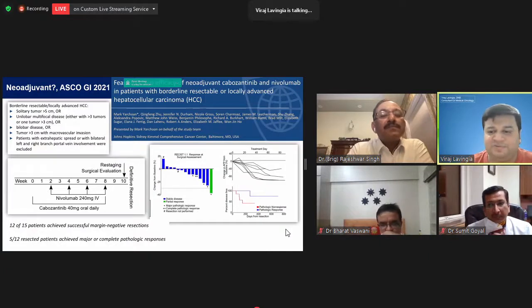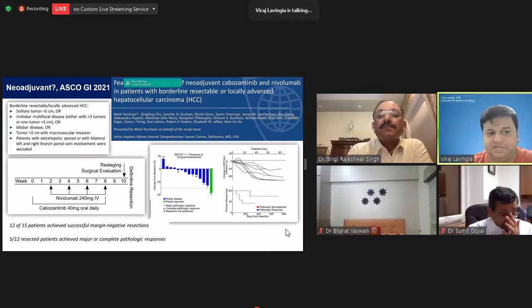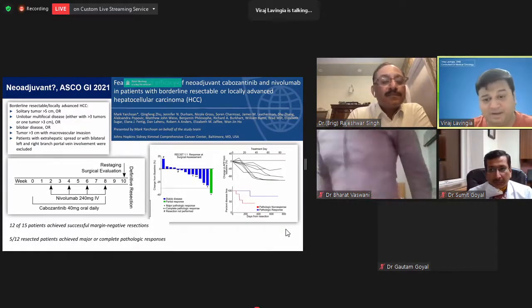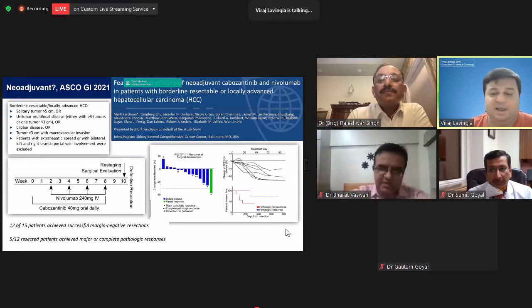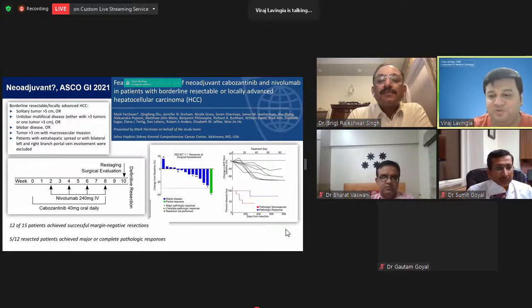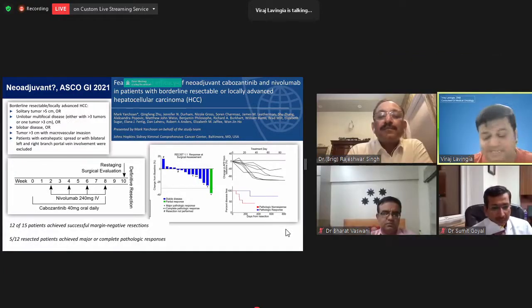And this was a proof of concept study presented this year at ASCO GI using nivolumab for 2 months along with cabozantinib. It was a proof of concept study with just 15 patients, and you could see very nice responses, and about 12 out of 15 patients could undergo R0 resections, and about 5 of 12 patients had complete pathological response. This does tell us that perhaps we can move from right, which is BCLC-C, which we were always left to, and now we are moving towards BCLC-B or even perhaps BCLC-A.